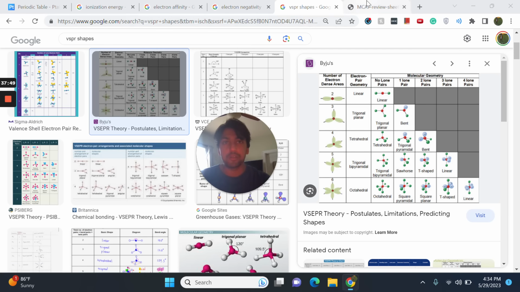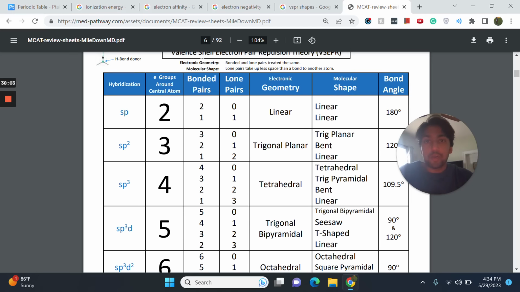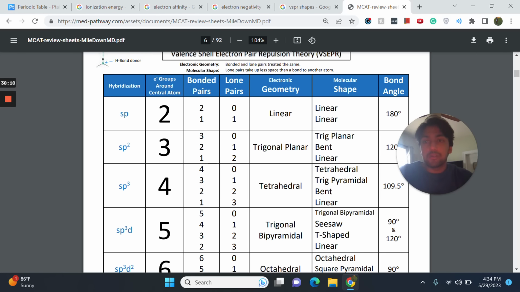But I guess you should understand the concept first and then memorize it, which is that when you have electrons surrounding an atom, those electrons want to get as far away from each other as possible because remember, they're all negatively charged. And so they're going to create some sort of geometry. This is kind of the definition of what geometry they're making. The hybridization refers to the atomic orbitals that are being created by the bond.